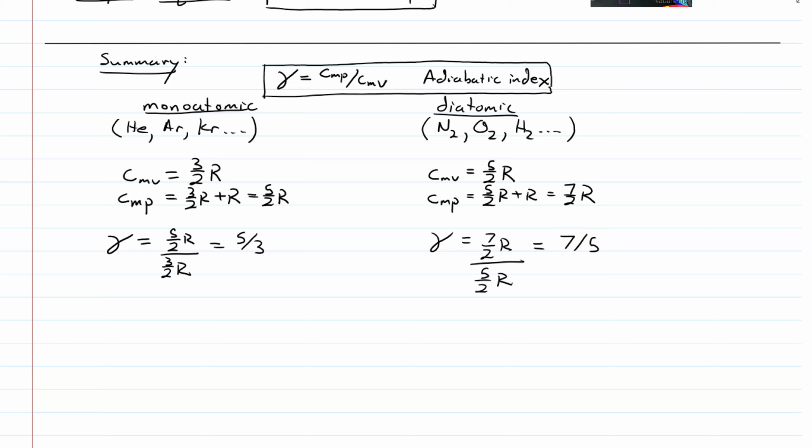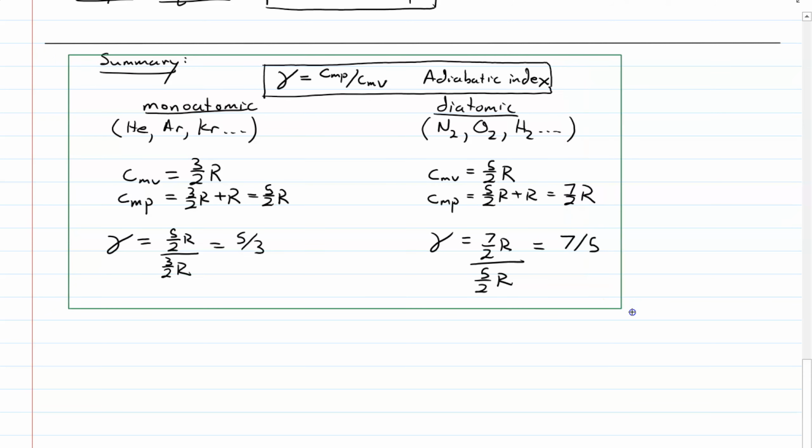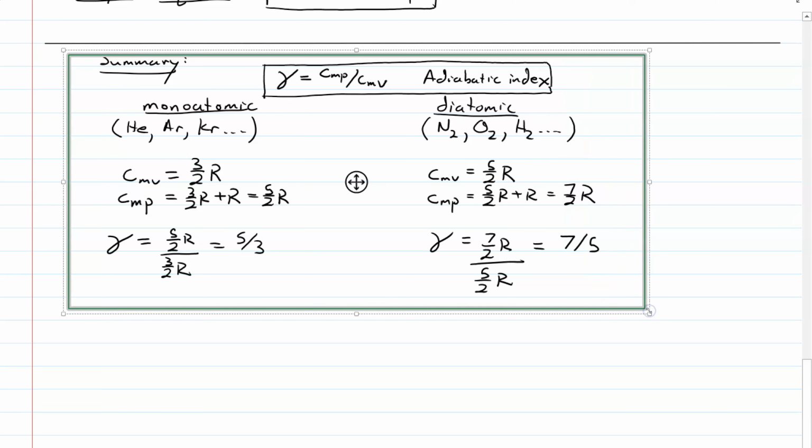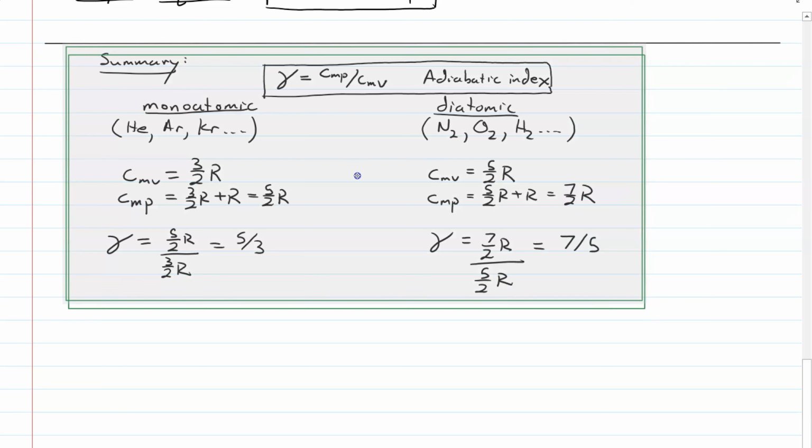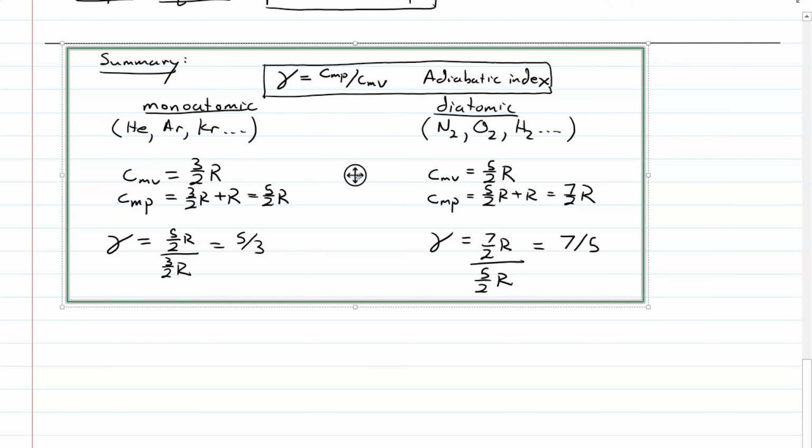So there's a nice, useful table for you when you're solving problems and you need to reference ideal gas specific heats. It depends on whether the gas is monoatomic or diatomic, and all of the information you need is in this table. So we will use a lot of these going forward.